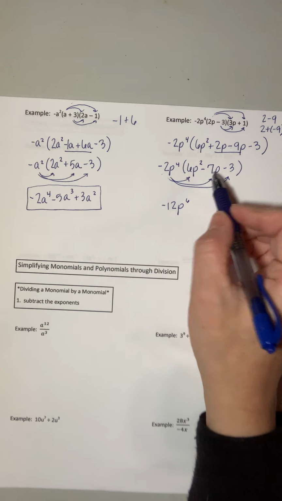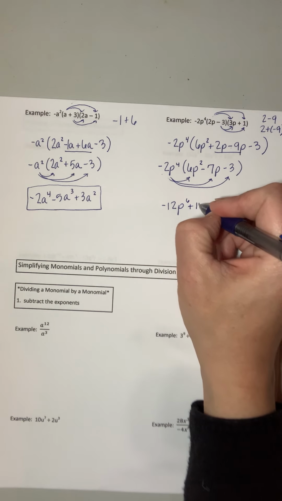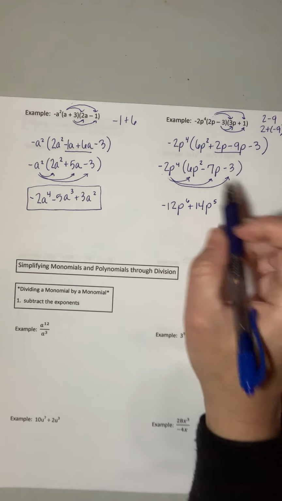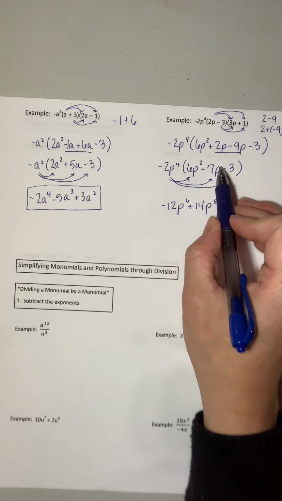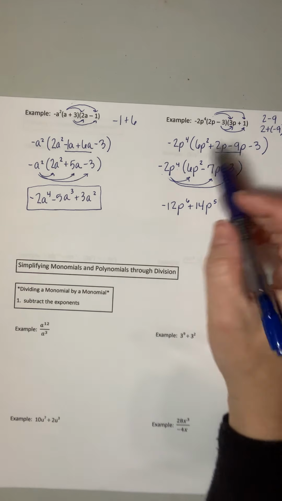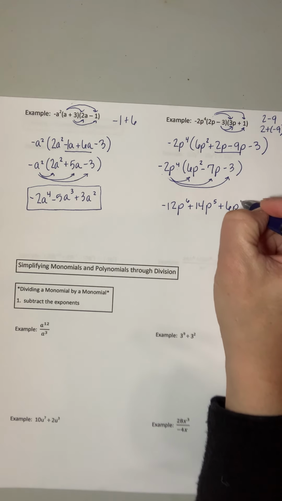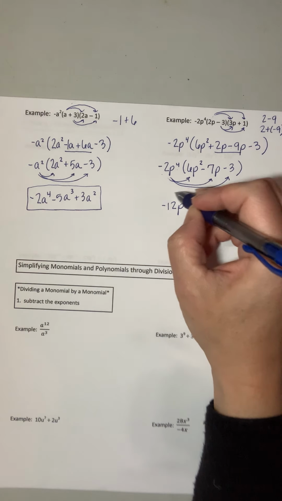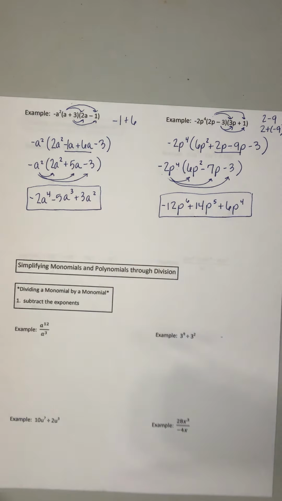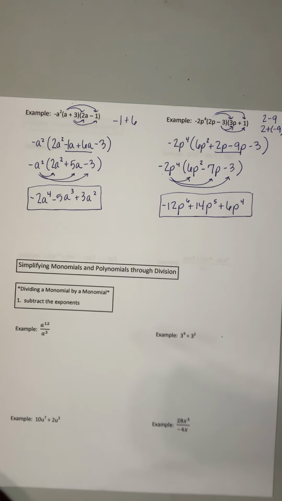Negative 2 times negative 7 is positive 14. P to the 5th. 4, 1, 4 there, 1 there. Negative 2 times negative 3 is positive 6. And you only have a p to the 4th, so it stays p to the 4th. And that is all of multiplication in different ways. Now we're going to move to dividing.